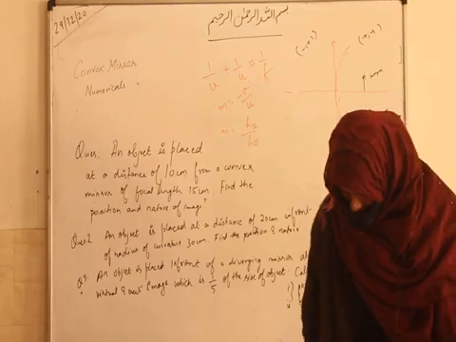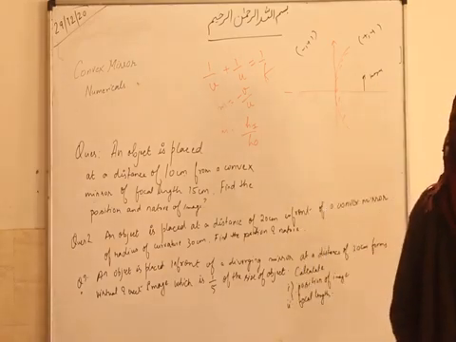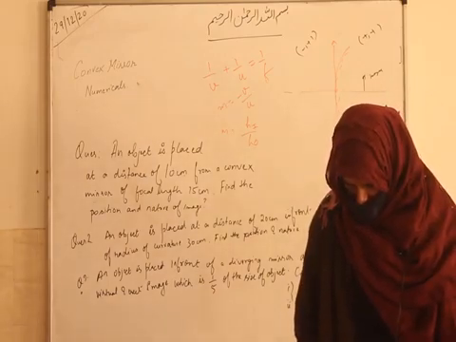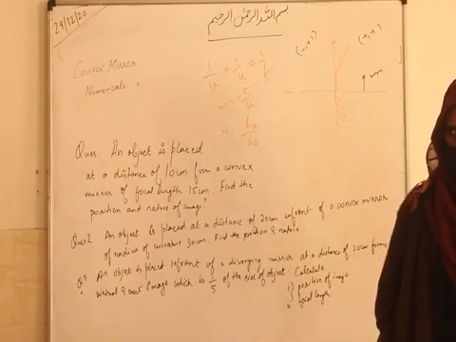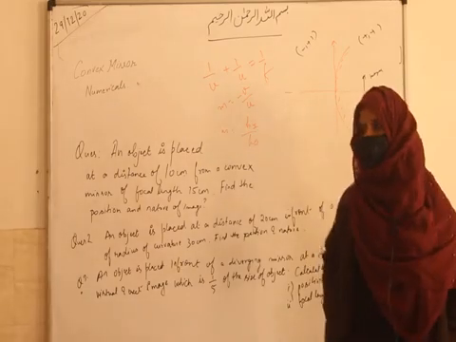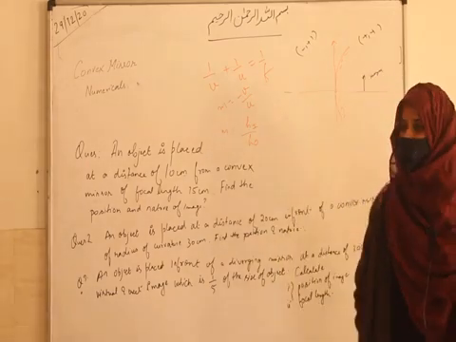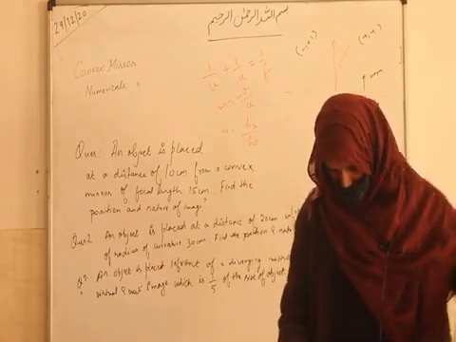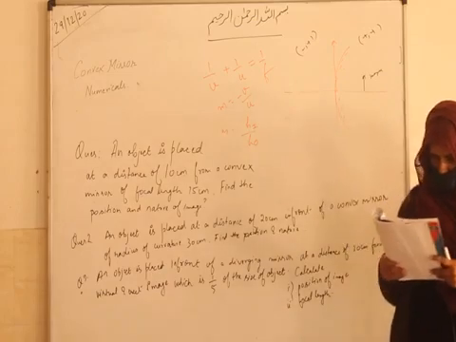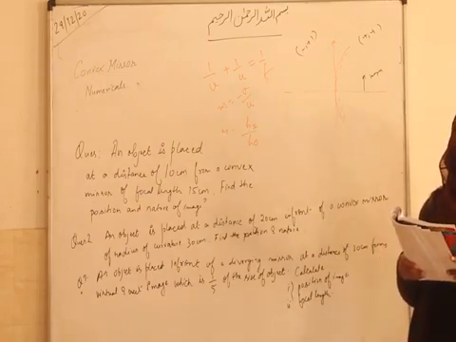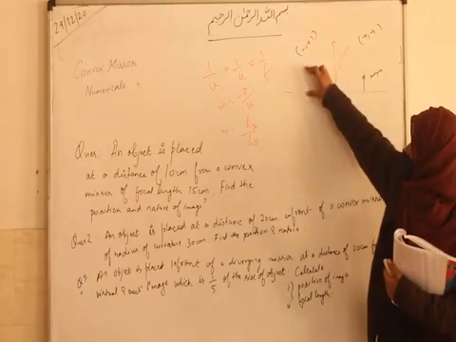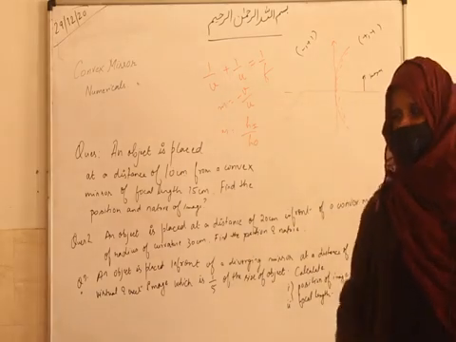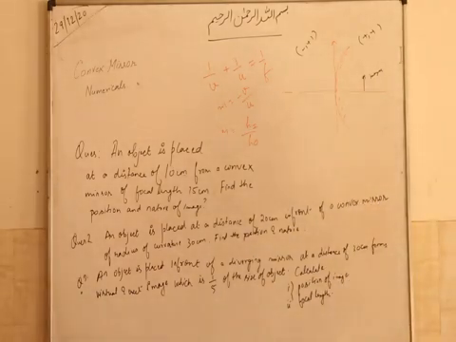For a convex mirror, h_i is negative, no? Height of the image. Height of the object is positive. Yes, you are correct. Why will height be negative? Height is only on the y-axis, so the y-axis is considered positive. Height will not be negative.